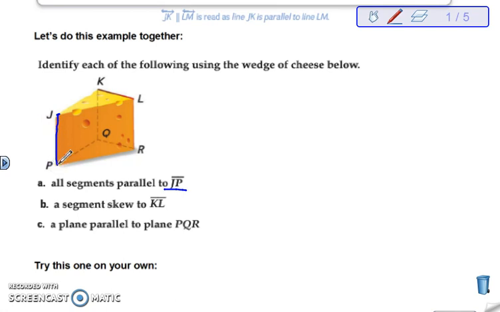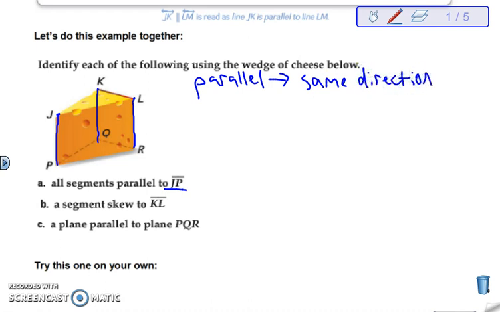Remember we said parallel lines move in the same direction. They do not touch the one we have, and they're in the same plane. So the key that you need to remember is that they move in the same direction. So again, shortcut, parallel lines move in the same direction. So if we look at the lines that we just highlighted, that's L to R, and K to Q.